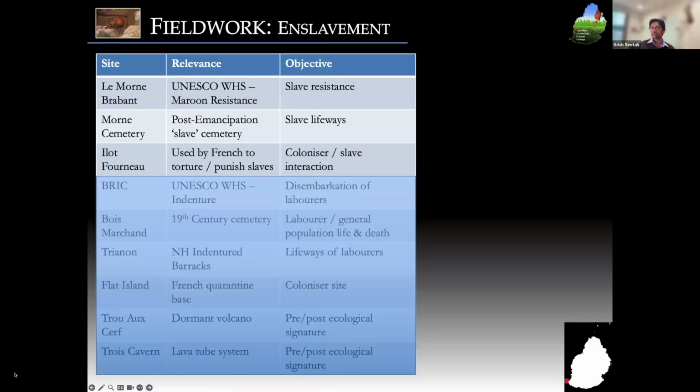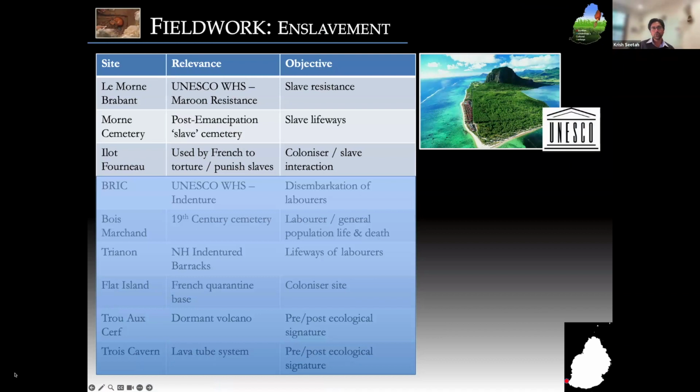So, two of these sites of particular significance. This is Le Morne itself, the World Heritage Site, and it's only the Brabant, it's only the top here that is actually considered World Heritage. The rest of that plateau is all owned by one family. It's taken a long time of negotiation to actually allow access for the local population, effectively as a site of pilgrimage to commemorate this site.